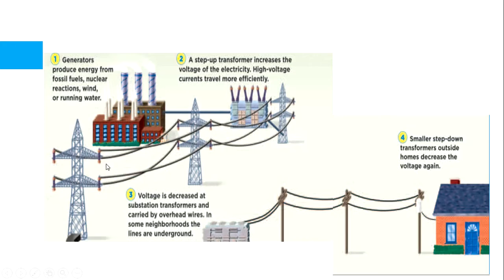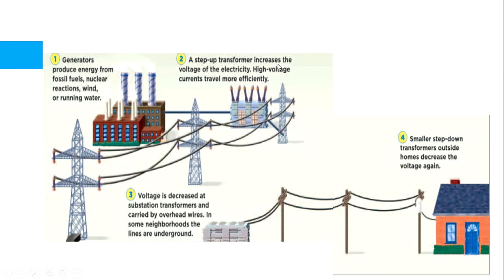Now some energy is wasted on the way as heat. That is why the voltage should be high, because otherwise even more of it might be wasted. So that's why the voltage there is high. Some energy is wasted, but step-up transformers help make the transmission process safer and more efficient, so that less energy is wasted.